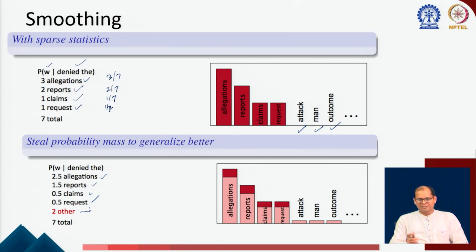So what will happen? These words, allegation, given, denied the, will start getting slightly lesser probability, but the attack, given, denied the will have non-zero probability, and this will be same for all the words. I mean, putting it very simply, it can be same for all the words, but there are methods by which you can give a better estimate.